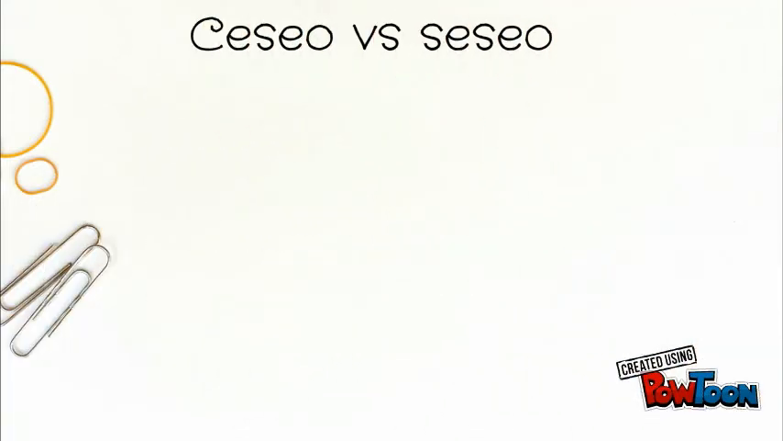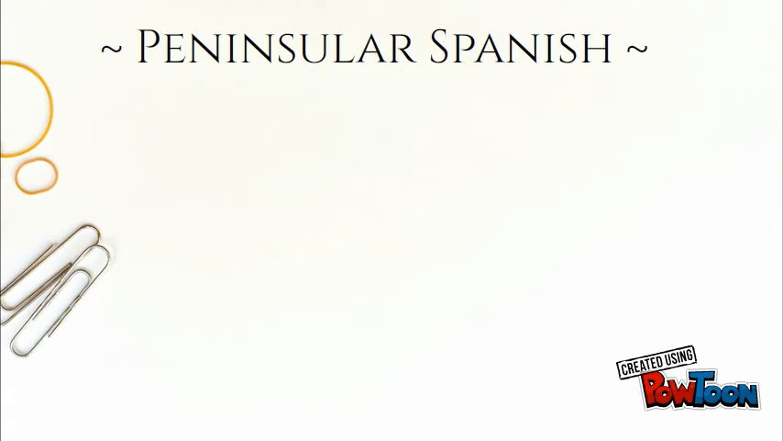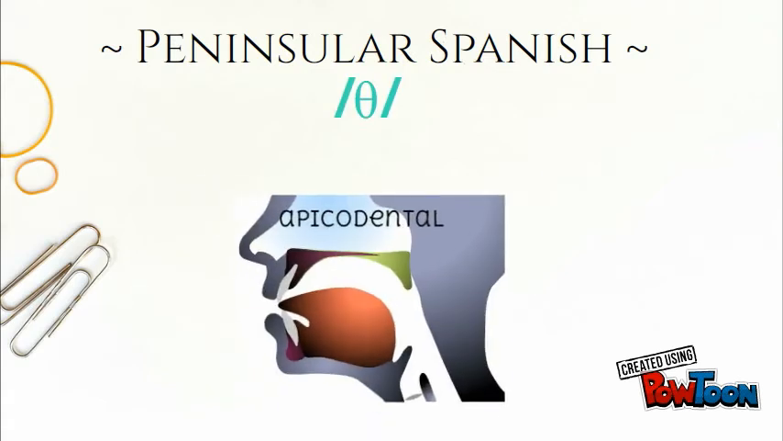Ceceo versus seseo. Peninsular Spanish uses the voiceless dental fricative th. In this articulation, the apex advances to the upper teeth and the blade is not used. Cinco, tierra. This is similar to the English thing, Kathy.